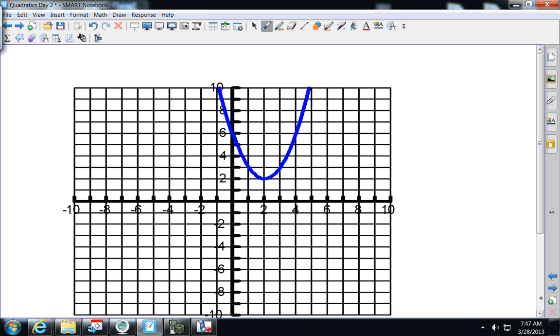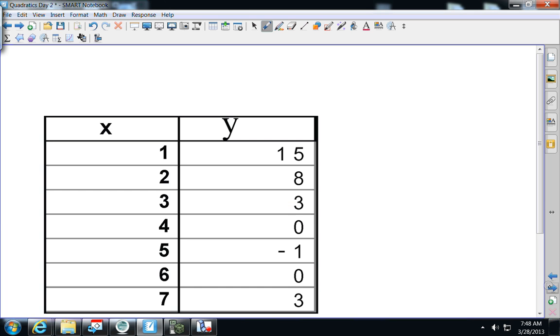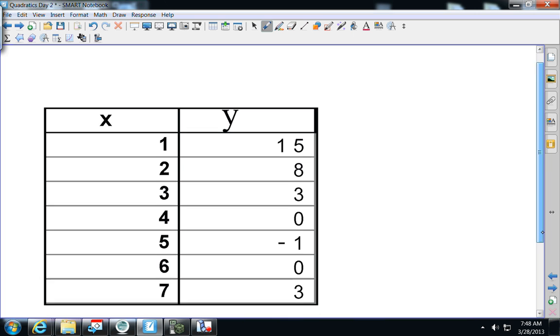All right, let me ask you a question. Solutions are supposed to cross the what? X-axis. That's right here. Does it touch it? No. So what your answer is, no real, be careful, real solutions. And yes, there are imaginary numbers. Well, you'll talk about that in Algebra 2.